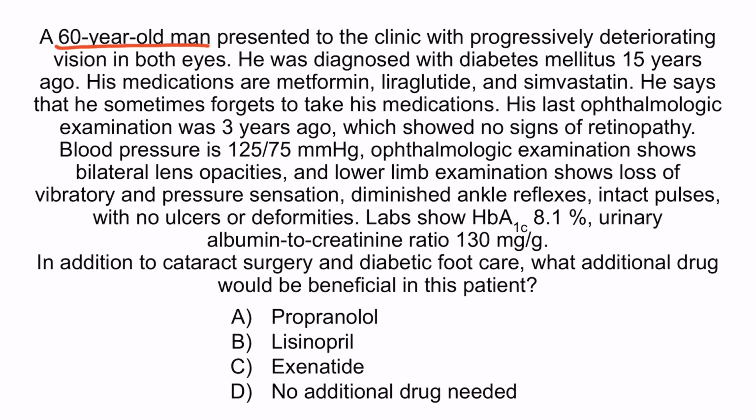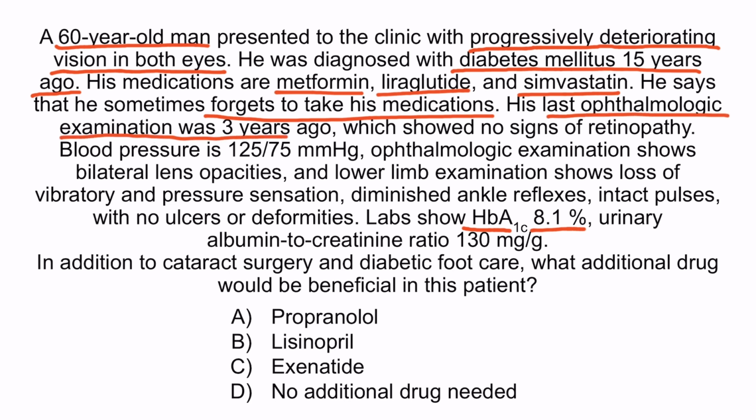So it's a 60-year-old male who developed progressively deteriorating vision in both eyes and has a known case of diabetes for 15 years. He's taking metformin, liraglutide, and simvastatin, but not fully compliant with his medications. And we know non-compliant patients who fail to maintain their hemoglobin A1C, as in this patient who has an A1C of 8.1, are at risk of developing microvascular complications. Moving on, his last ophthalmologic exam 3 years ago had been normal and did not show signs of retinopathy. However, at this time, his cataracts make it difficult to visualize his retina, and so we don't know whether he has also developed diabetic retinopathy or not.